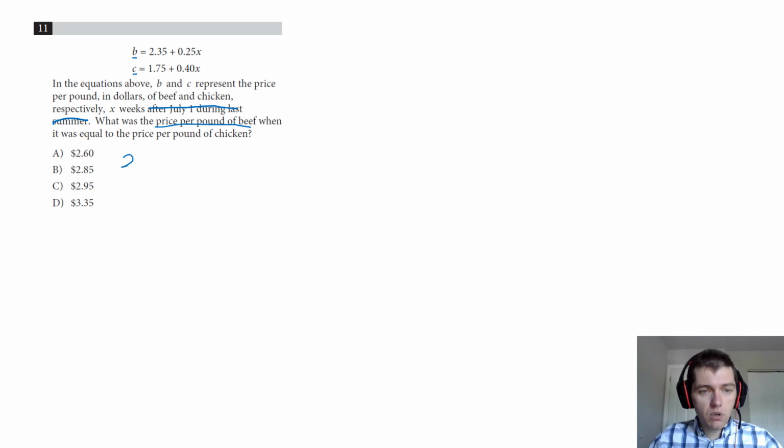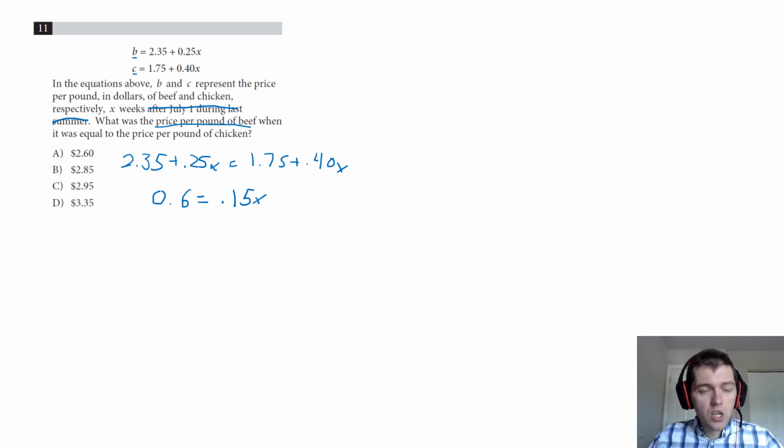So you can have 2.35 plus 0.25x is equal to 1.75 plus 0.40x. Solve for x. That'll give us the week at which these two prices were the same. So 2.35 minus 1.75, that is 0.6. 0.4 minus 0.25, that's 0.15.